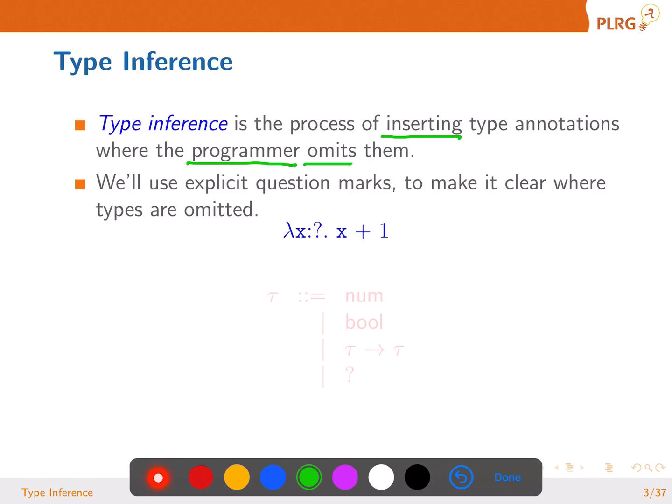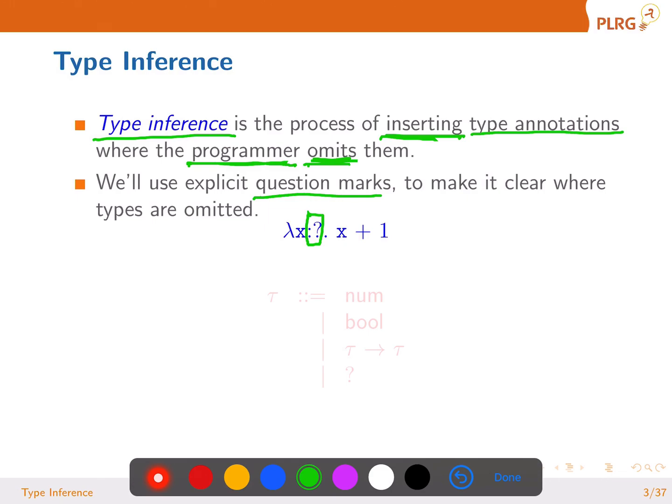Programmers may want to write down type annotations, right? But when the programmer omits them, programmer가 type 쓰지 않으면 insert the type annotations. That's how we can perform type inference. So we will use an explicit question mark in this lecture to make it clear where types are omitted. In real languages, when types are inferred, we do not need this colon question mark.